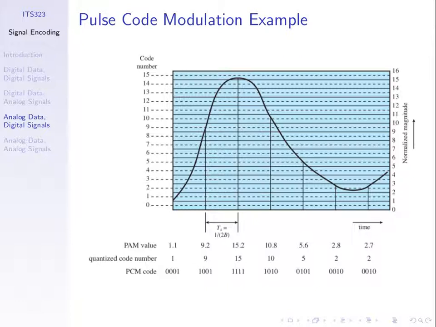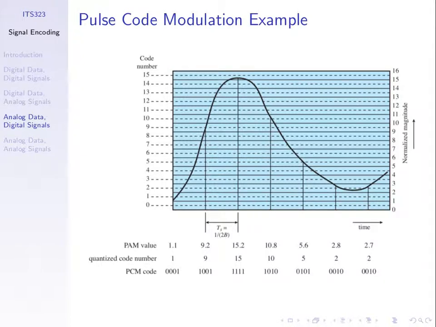Think of the solid line here, this curve, as the analog data. It's some representation of the data that we want to send. For example, a recording of voice over some short period of time, some period of time on the horizontal axis, and on the vertical axis we have the signal strength or the data strength. So as you talk, over time, the strength of the data goes up and down. And that's what this plot shows. Just a small portion.